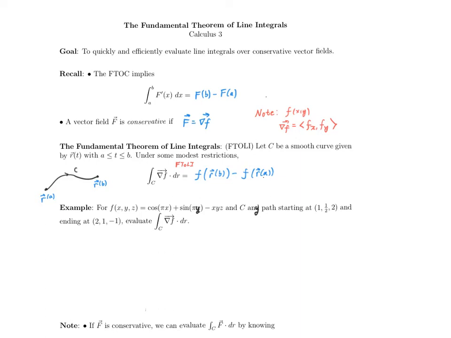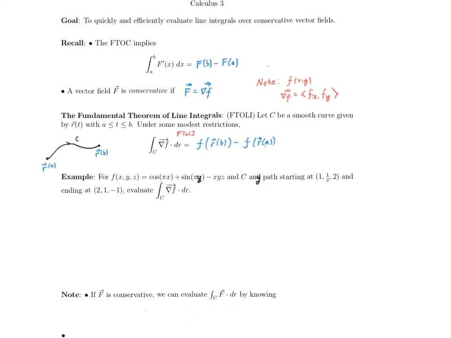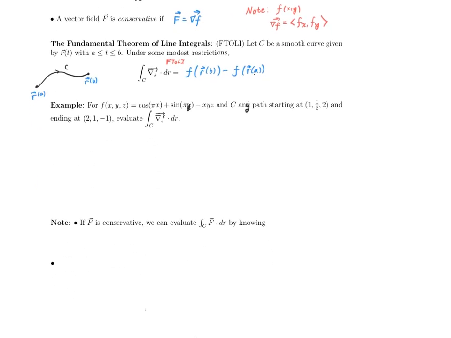So let's go ahead and look at an example. For a function of three variables, given by cosine pi x plus sine pi y minus xyz, and C being any path starting at the point (1, 1/2, 2) and ending at (2, 1, -1), let's evaluate this line integral. And the wording of the problem, along with the form of the integrand, is indicating that we want to use the fundamental theorem of line integrals.